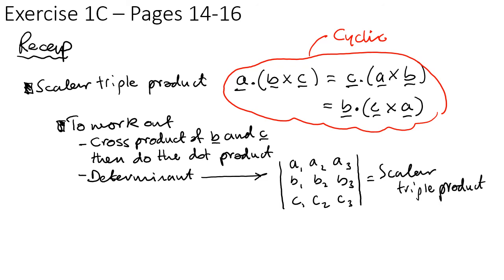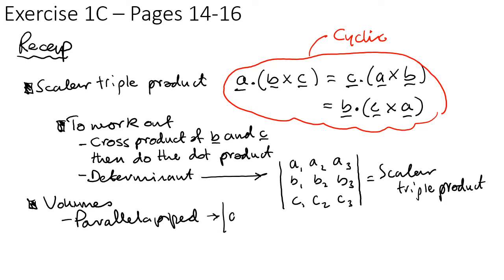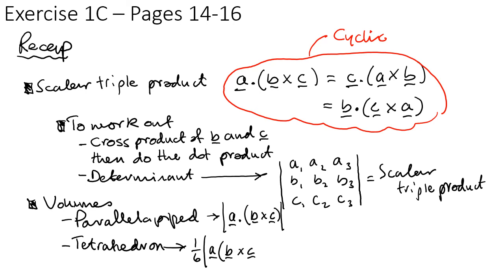And we can use this scalar triple product to find volumes. And we've done the volumes of two shapes, a parallelepiped and that's the modulus of the scalar triple product. And also we did the tetrahedron, and that's 1/6 of the modulus of the scalar triple product. Okay, so the modulus ensures that we get a positive answer and we get a positive volume.